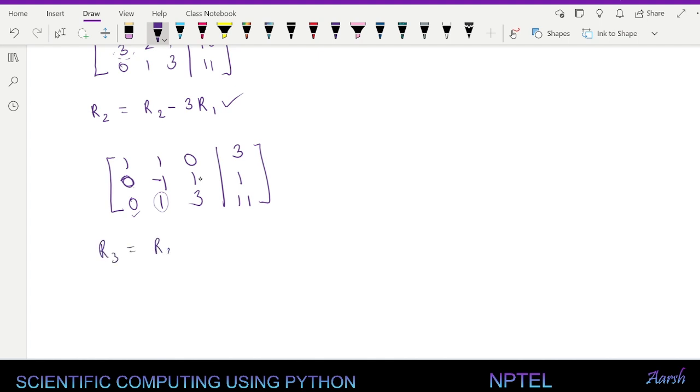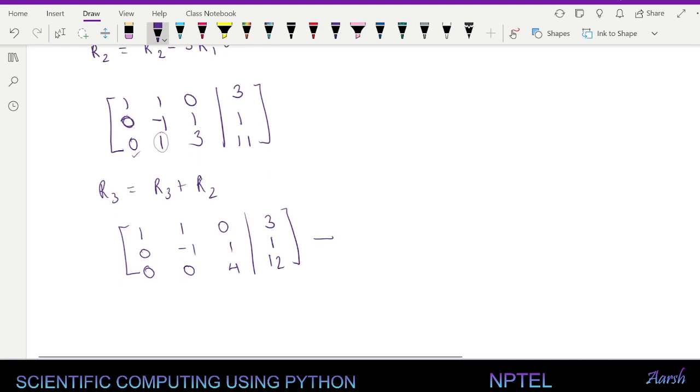We can say R3 is R3 plus R2. Okay, so add both of them. So 1, 1, 0, 0 minus 1, 1, and the sum of R2 and R3: 0, 0, 4 is equal to 3, 1, and 1 plus 11. So 12. Okay. So now we have the equation.